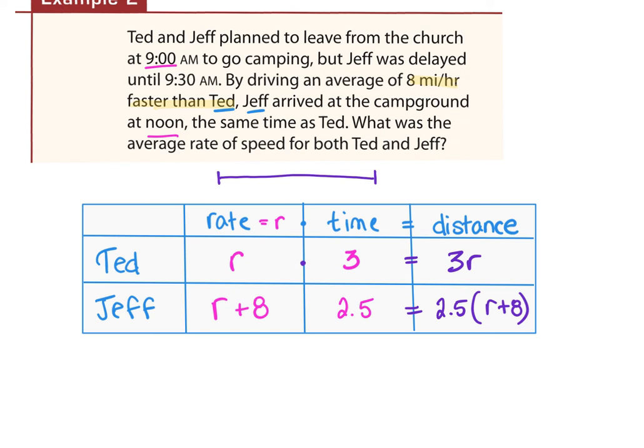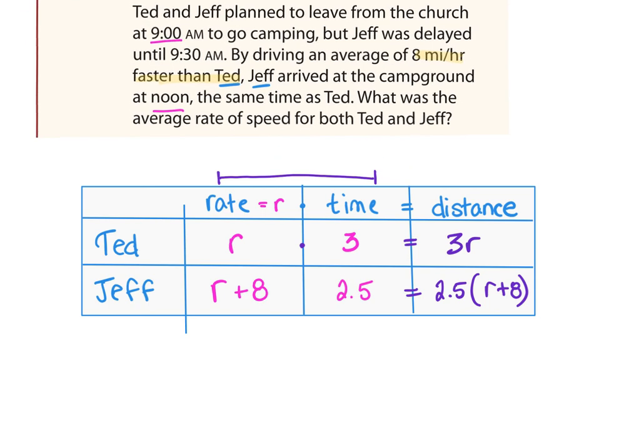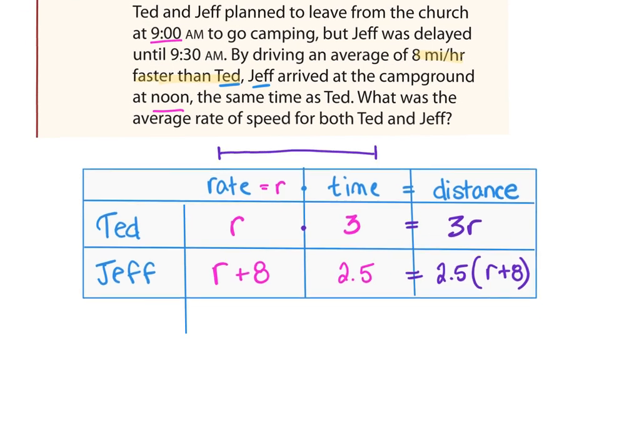So I know that Ted's distance, which is 3r, and Jeff's distance, which is 2.5(r plus 8), is the same distance. All right. So I'm going to write that out. I'm going to say, well, 3r must equal 2.5(r plus 8). All right. So far, so good. And that's what I'm going to do. I'm going to solve it.